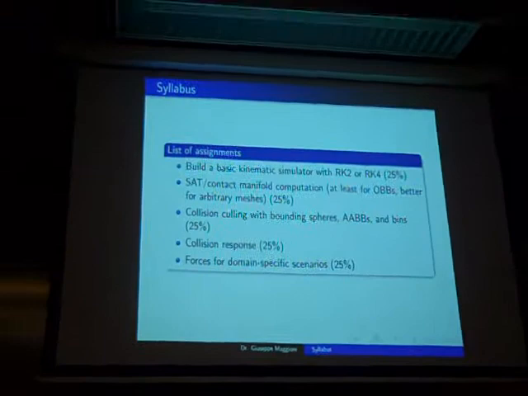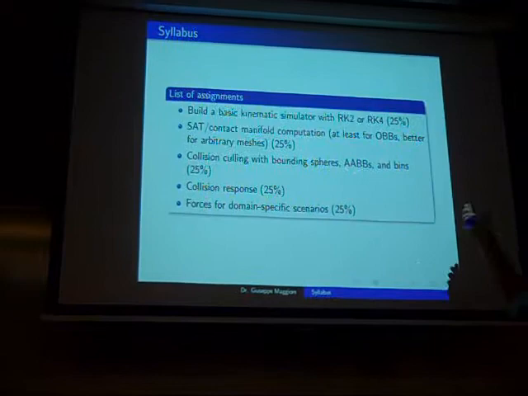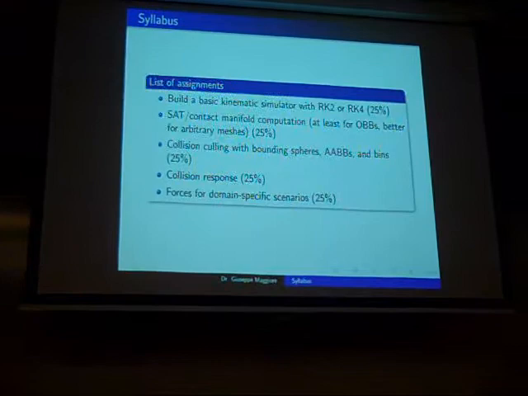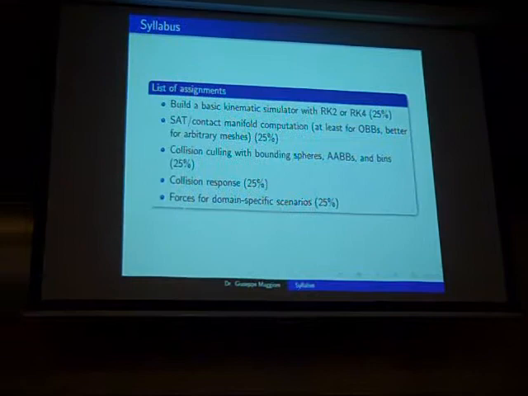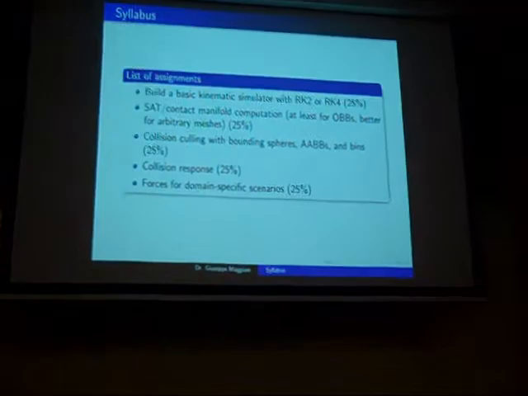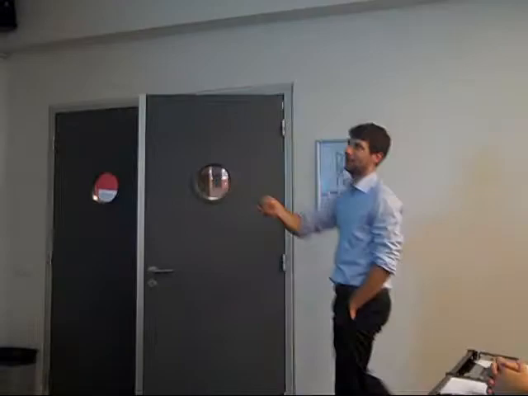Then there's going to be collision culling with bounding spheres, axis-aligned bounding boxes, and beams. There's an awesome algorithm for finding the collision detection between axis-aligned bounding boxes that's going to stay with you for the rest of your life. That's one of the most awesome things of this course. There's going to be collision response, and then there's going to be cars and projectiles. Now, the most mathematically able among you have noticed that the sum is not 100%, right? The assumption is not that you have to do all of this.